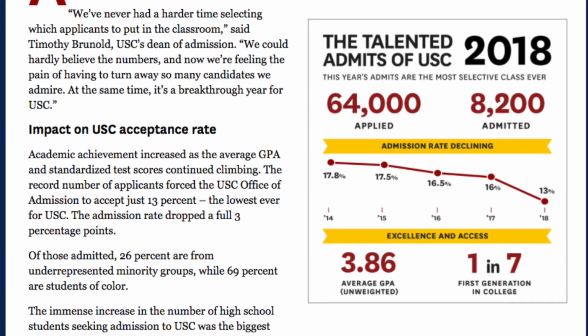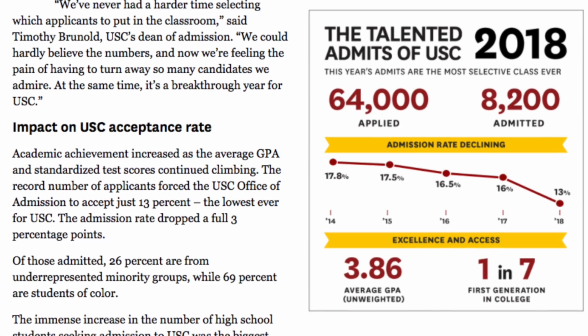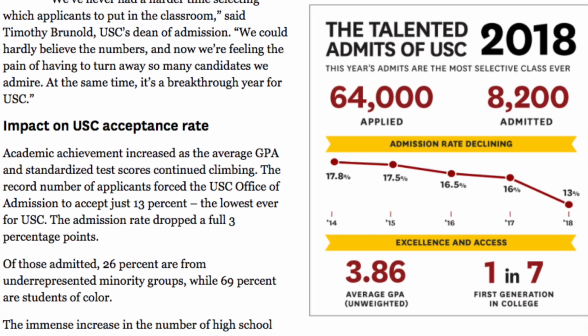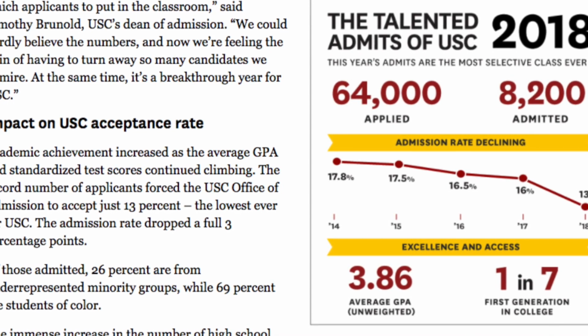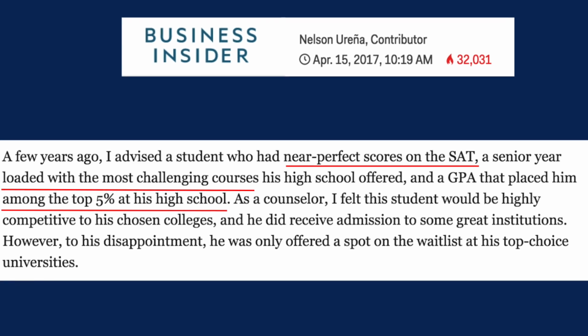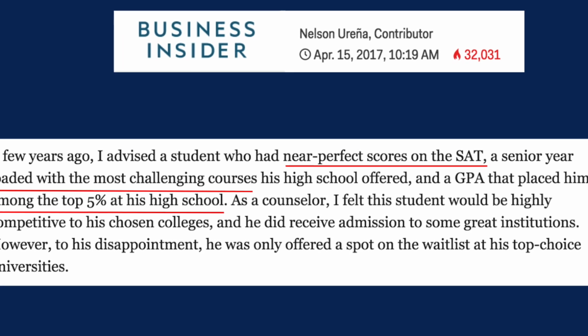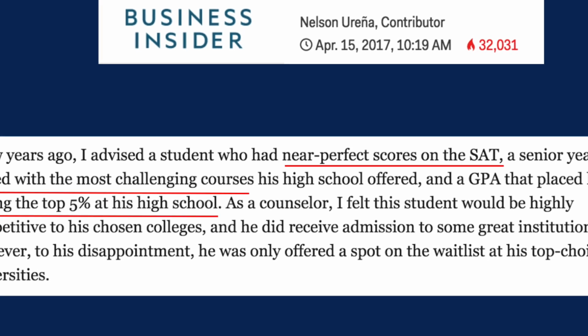And it's not just the Ivy Leagues. As you can see from the chart here, even USC, which is not an Ivy League school, hit another low of 13% in 2018 compared to 16% the year before. That's a 3% drop from the previous year. And this is an article from Business Insider showing that even with the best GPA and the best SAT scores, it's still hard to get accepted into these Ivy League schools.